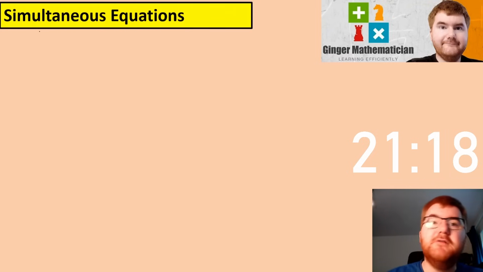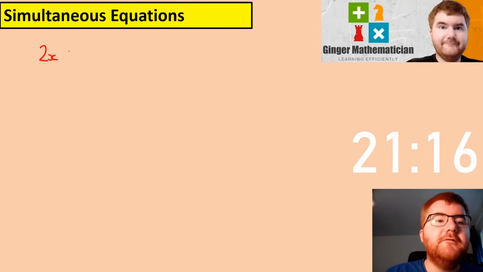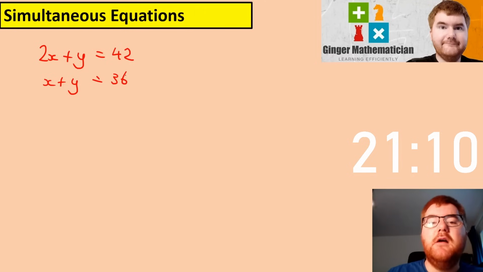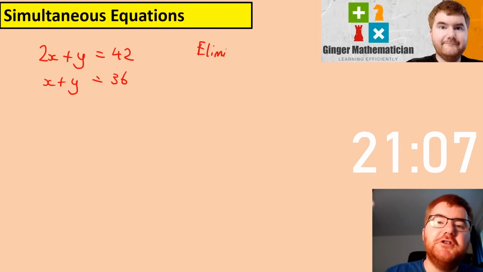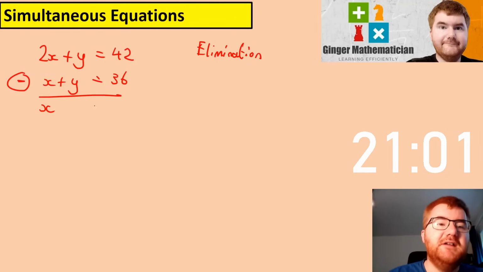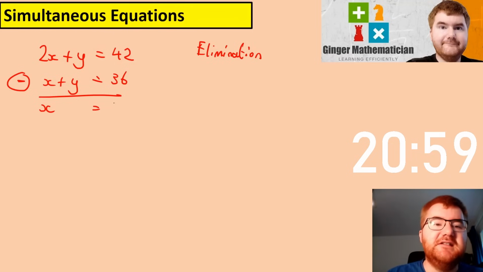Simultaneous equations, they can be written in a couple of different forms. One, for example, would be like this, so we call this 42, and we call this x plus y equals 36. We generally do these by elimination. So how do we do this? Well, we minus one equation from the other. 2x minus x is x, y minus y is 0, 42 minus 36 is equal to 6.